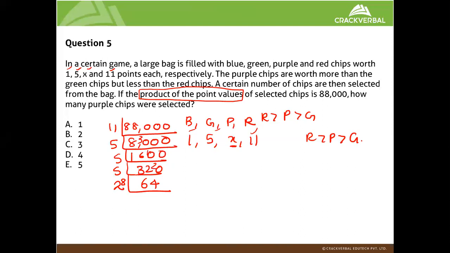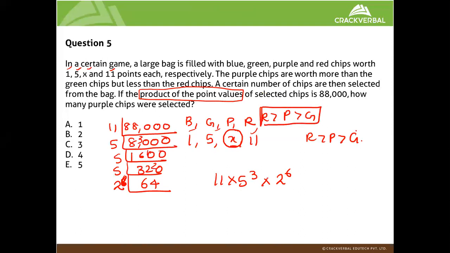And then finally, I'm going to have 64, which can be broken down into 2 to the power of 6. Now, you can break down 88,000 as 11 into 5 cube into 2 to the power of 6. Now, what you need to understand here is you need to tell me what can be the possible value for X. What can be the possible value for X?